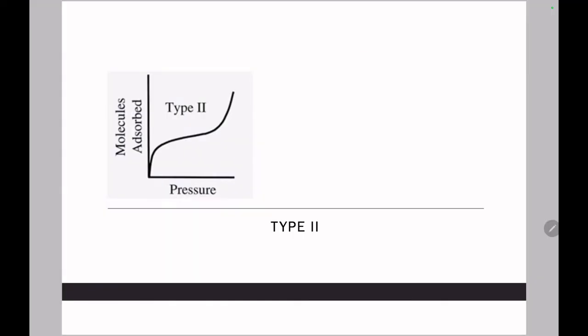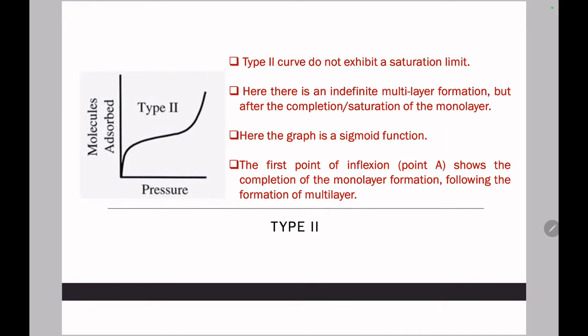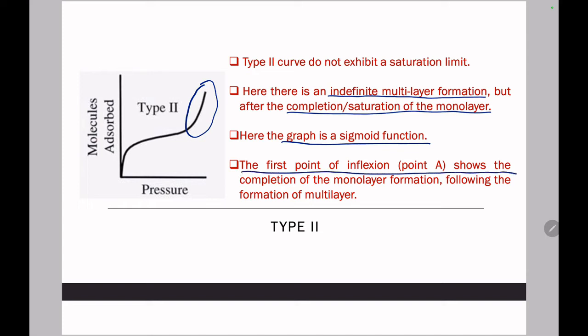This is the curve obtained for type 2 adsorption. Here we can see that there is no saturation limit. That is, the curve tends to infinity, which indicates an indefinite multilayer formation. Here there is no saturation or completion after the monolayer formation. The graph is a sigmoid function here. The first point of inflection shows the completion of the monolayer formation. This is just like type 1, that is, up to this point, it is like type 1.